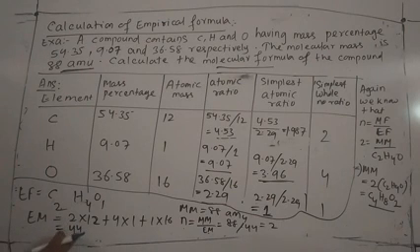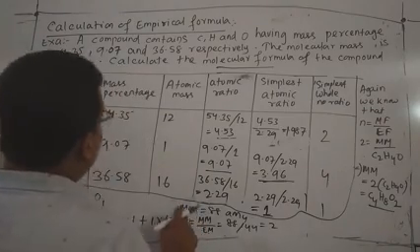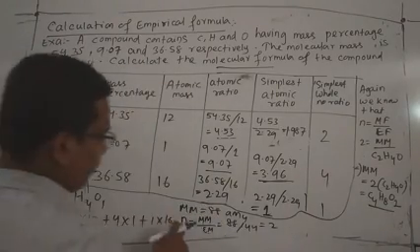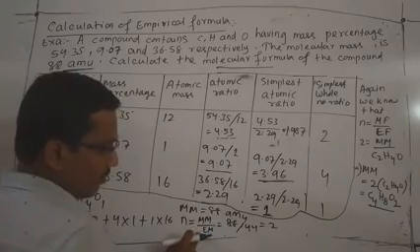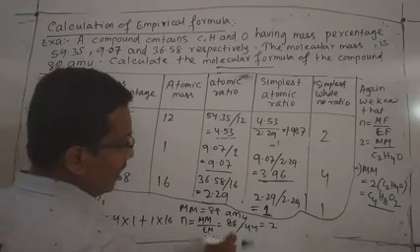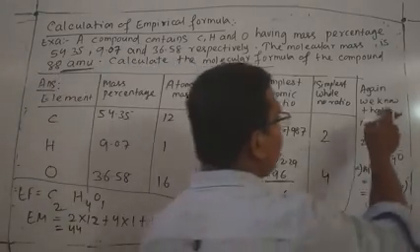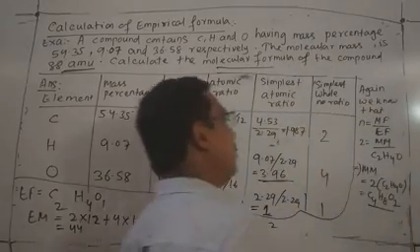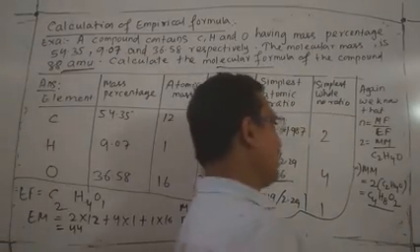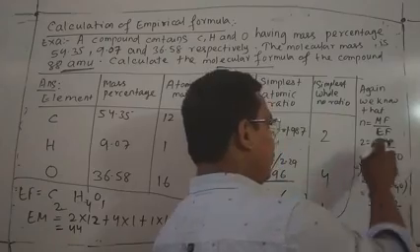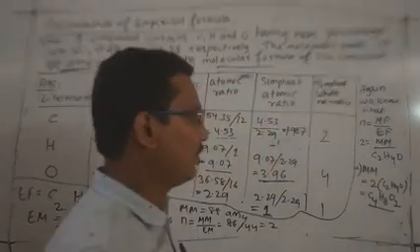Empirical mass is 44. With the help of the empirical formula, you can calculate the empirical mass. Again, we know that molecular mass is 88. N is equal to molecular mass divided by empirical mass. So 88 divided by 44 is 2. Again, we know that N is equal to molecular formula divided by empirical formula. N is equal to 2. 2 is equal to molecular formula divided by C2H4O.